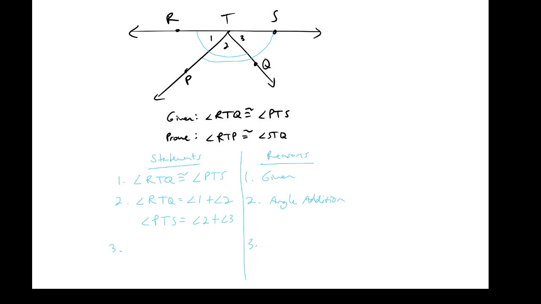Now, RTQ is equal to 1 plus 2, PTS is equal to 2 plus 3, and we know RTQ is equal to PTS. Therefore, angle 1 plus angle 2 is equal to angle 2 plus angle 3. Gentlemen, look at what we did there, right? What we did is almost like substitute the two values at the same time. That is the transitive property.